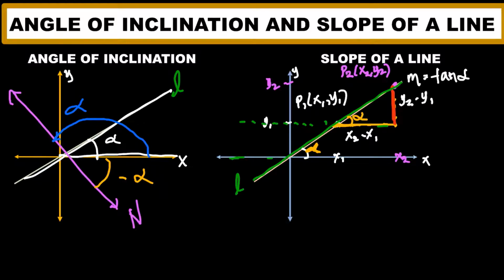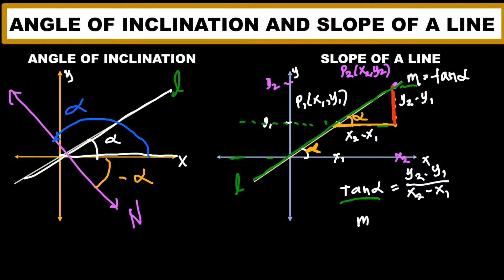All right, so if you notice now, tangent alpha is equal to opposite over adjacent. So opposite is y sub 2 minus y sub 1, and our adjacent here is x sub 2 minus x sub 1. And we know that tangent alpha is equal to m, which is the slope.